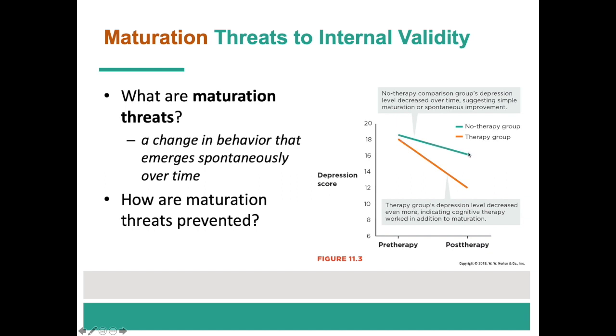So that would be the green line. This orange line, it's a little bit more, it's a stronger slope, which suggests that there's probably something a little bit more than just maturation. So some of this is maturation, but some of it may actually be therapy. So the two-group design actually helps us answer that question. Is it just maturation?